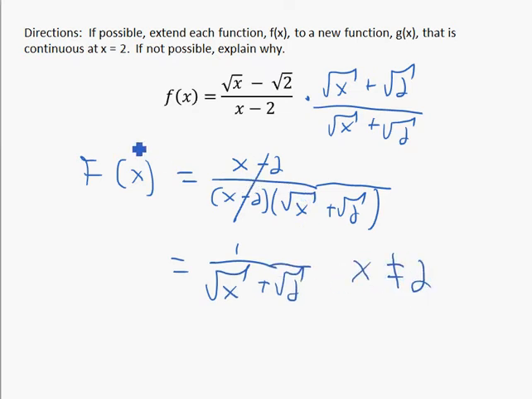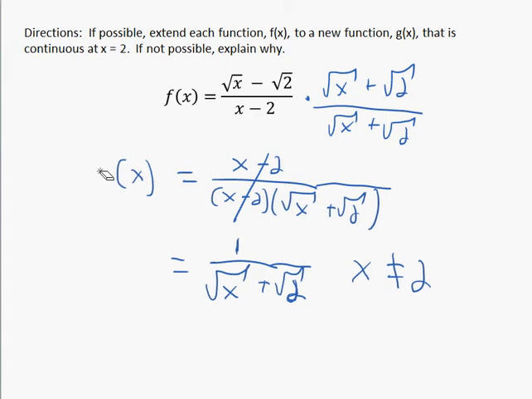So f of x is really this simple function down here, except for when x is 2, because at 2, f is undefined. Now, down here, this part is not undefined. I can plug 2 into here, and I'm going to get 1 over root 2 plus root 2. But that's not what f of x equals at 2. f of x was undefined at 2, so we can't just say f equals that number.